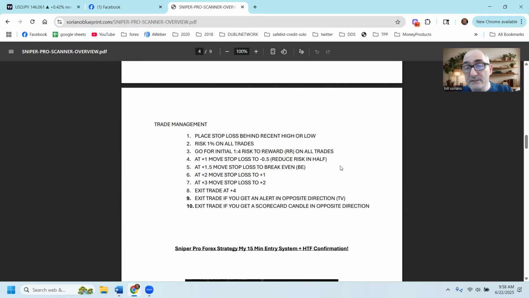And the reason why is because once we're up +2, we're going to move that stop loss to +1. Once we're up +3, we're going to move that stop loss to +2. And then, of course, since we have our take profit already set at +4, because it's a 1 to 4 risk to reward on the trades, we'll exit at +4. Now, these are the only times you exit your trade.